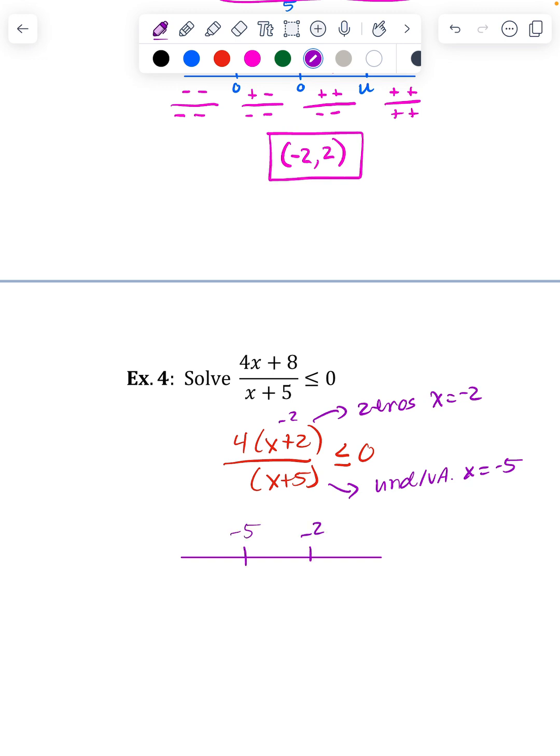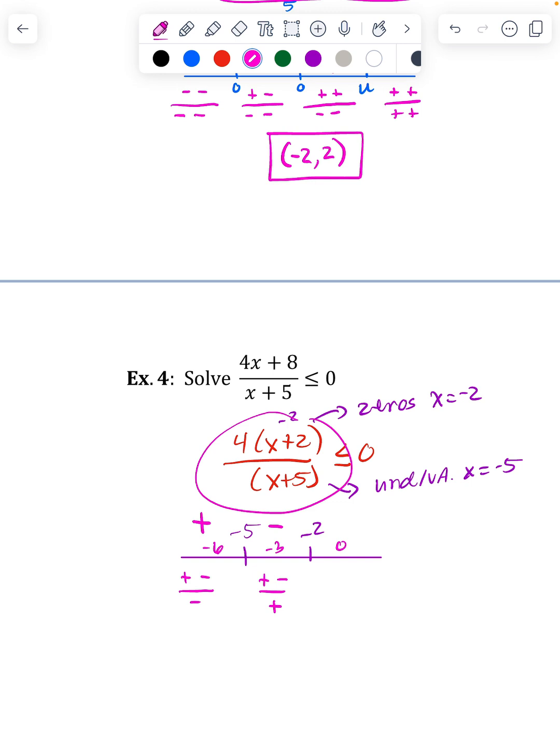-5 is to the left of -2 on the number line, and now I'm going to pick values less than, in between, and greater than. So in this, the 4 is always positive. X plus 2, if I'm using a -6, is going to be negative, and then -6 plus 5 will be a negative on the bottom. Overall, a positive region. If I'm using -3 to test in the middle, I have my +4, a negative on the top, and a positive on the bottom. So with only one negative, I end up with a negative in that region.